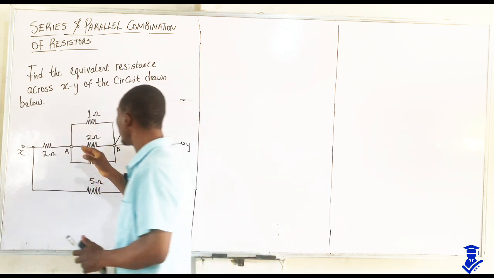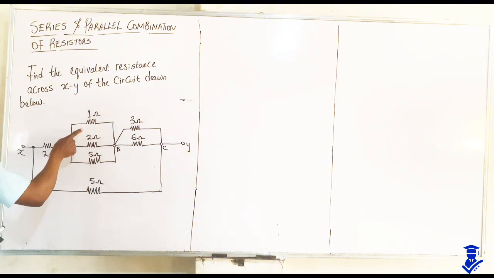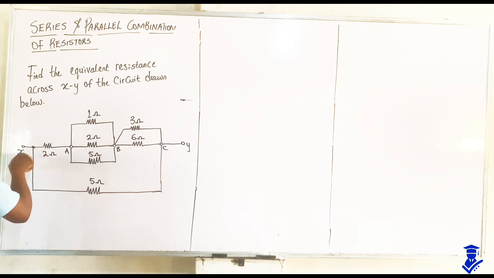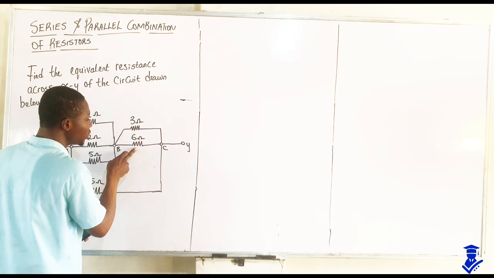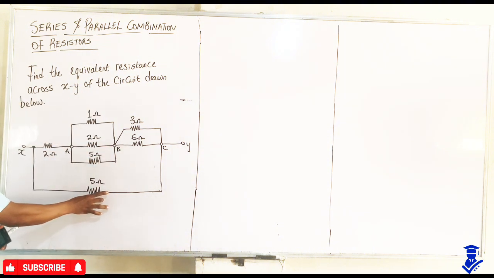Now, this is XY. We have these resistances: 1 ohm, 2 ohms, 5 ohms between A and B, and we have a 2 ohm resistor between X and A here. Then we have a 2 ohm, a 3 ohm, and a 6 ohm resistor between B and C, and then another additional resistor here, 5 ohms.